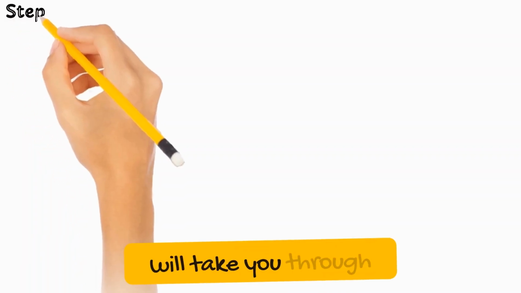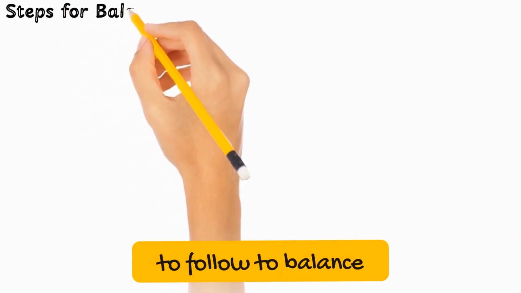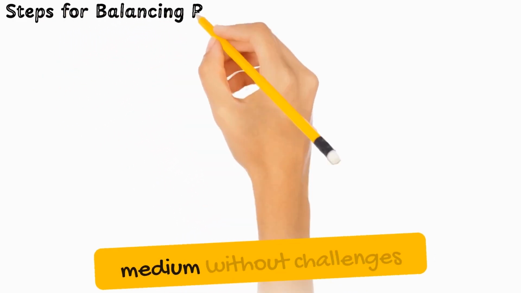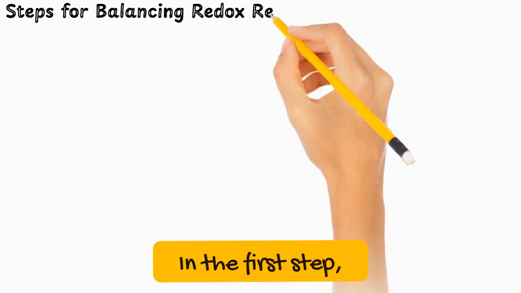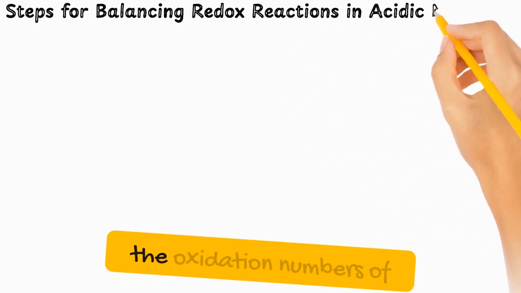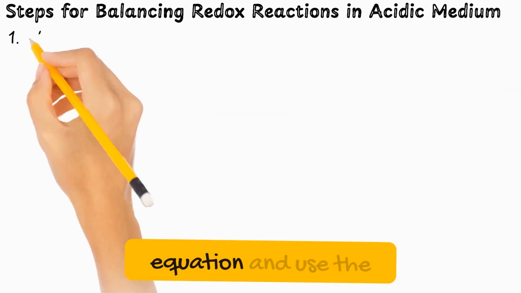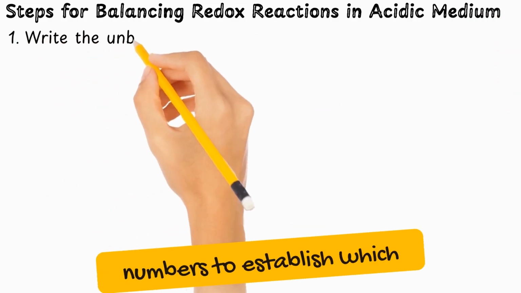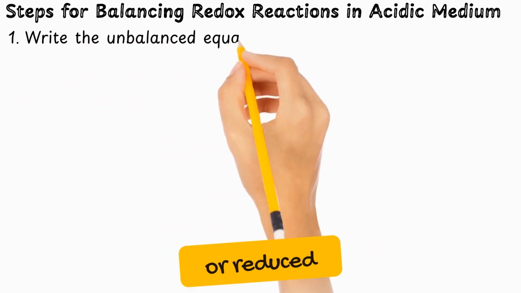In this video, I will take you through the steps you need to follow to balance redox reactions in acidic medium without challenges. In the first step, write down the unbalanced equation. In step 2, determine the oxidation numbers of the elements in the equation and use the numbers to establish which elements are being oxidized or reduced.